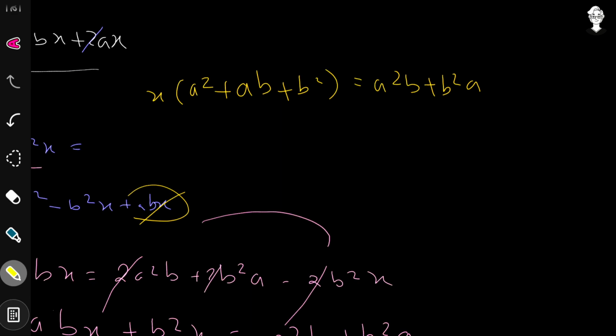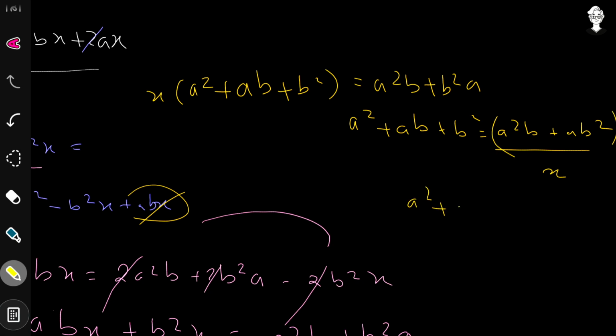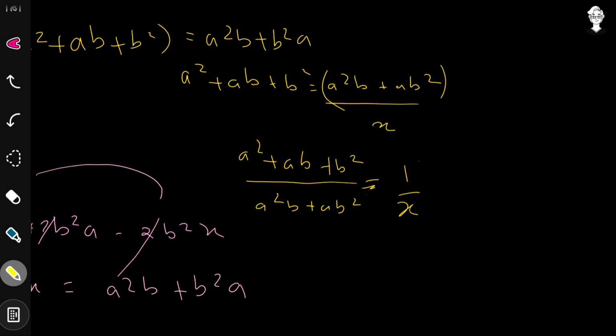So now we will divide both the sides by x, so we will have a square plus ab plus b square is equal to a square b plus ab square upon x. Now we can simply divide both the sides by a square b plus ab square, so we will have a square plus ab plus b square upon a square b plus ab square is equal to 1 upon x. So here we have brought the value of 1 upon x. Now we have to just simplify this particular thing.